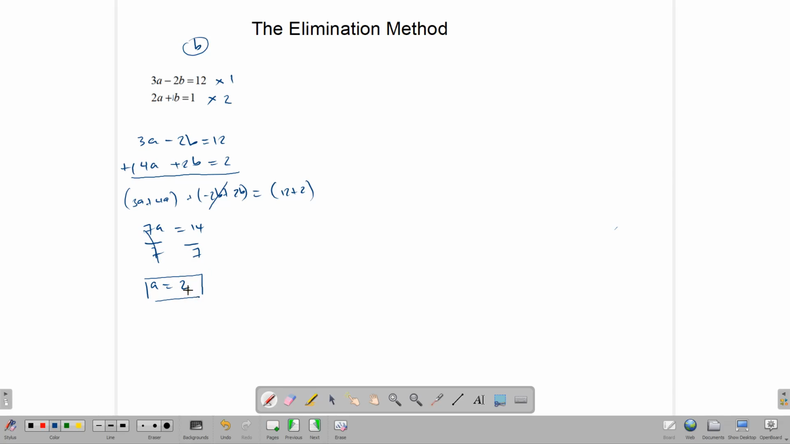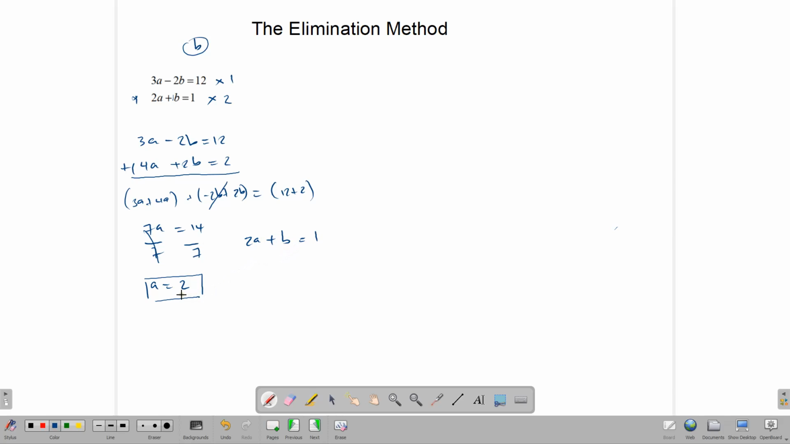Once we are here, we can either substitute or we can eliminate again. I'm going to do both. First, I'm going to substitute to find the value of the b. I have the value of the a. I'm going to use that value to find the value of the b using this equation. So 2a plus b equal to 1.